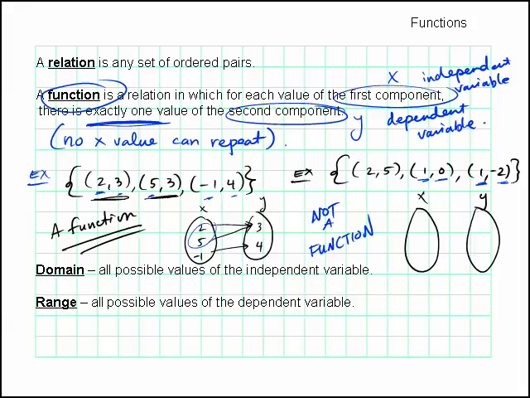In mapping notation, it looks like this. I'll put our x's in here, 2 and 1, or 1 and 2, doesn't matter. And our y's are 5, 0, and -2. The 2 goes to the 5, the 1 goes to the 0, and the 1 goes to the -2. You see how I have one x value which is not going to exactly one y value. It's going to two different ones, and that is why it is not a function.